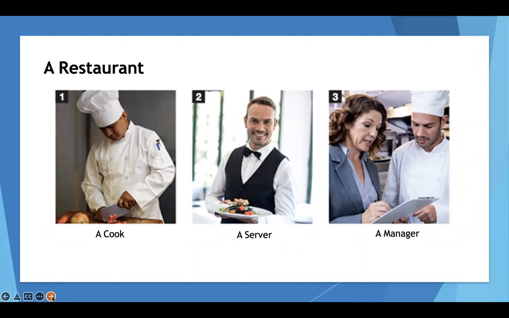Slide 1 shows a restaurant. Picture 1 shows a cook. Picture 2 is a server. And picture 3 is a manager. Again, these 3 people work in a restaurant. Picture 1 shows a cook. The cook prepares food. Picture 2 shows a server. A server serves food. And picture 3 shows a manager. The manager organizes the entire restaurant.